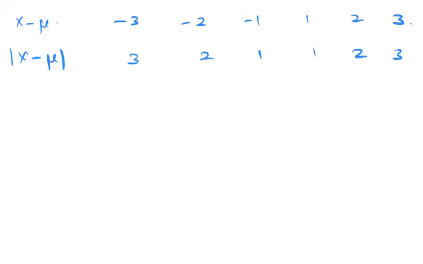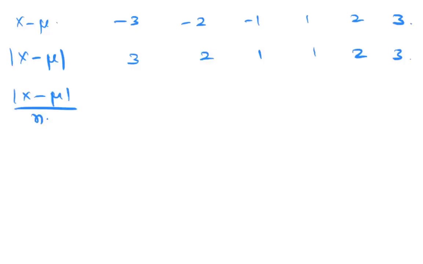Let's go to the other page actually. So we found out x minus mu. X minus mu came out as -3, -2, -1, 1, 2, and 3. Now there are two solutions. We compute a mod of x minus mu. That makes it 3, 2, 1, 1, 2, and 3. And then we do a mod of x minus mu by n. So we basically compute an average.